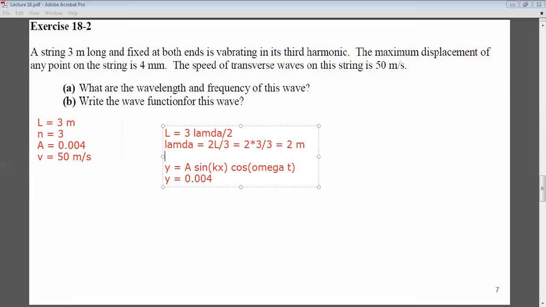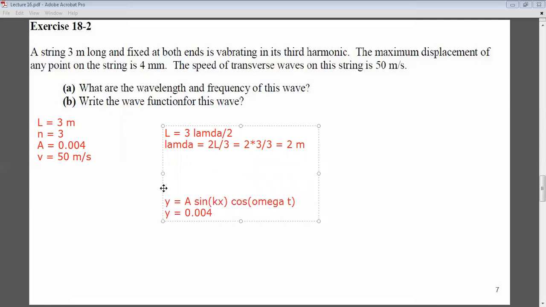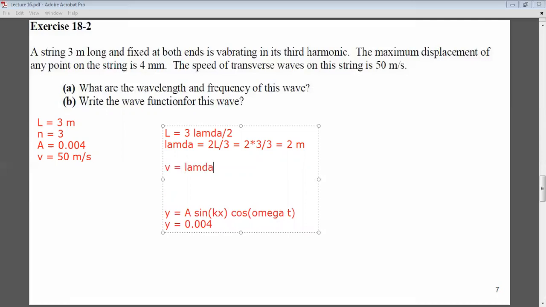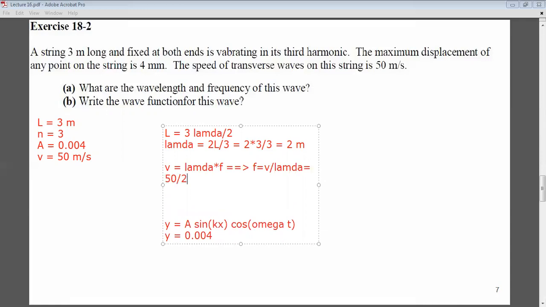Sorry, here I forgot to calculate the frequency. You start with V is equal lambda times F, which implies F is equal V over lambda, which is equal 50 over 2, which is equal 25 hertz.